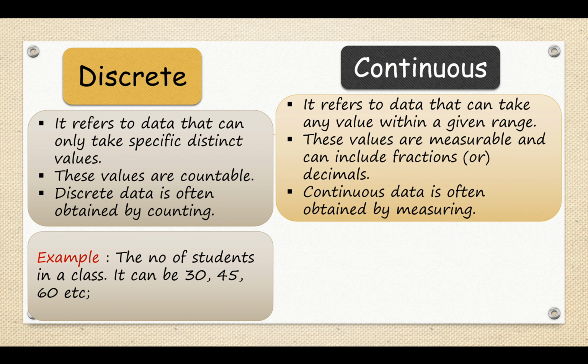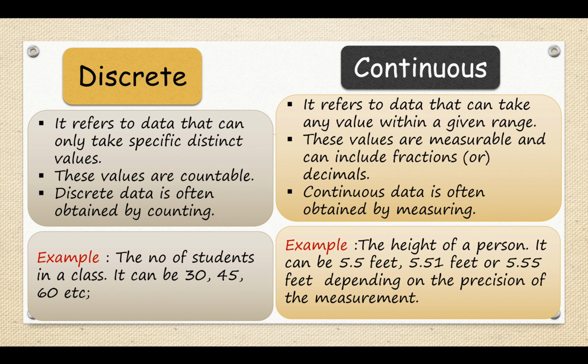Now let us continue with what is meant by continuous data. It refers to data that can take any value within a given range. These values are measurable and can include decimals or fractions. Continuous data is often obtained by measuring. An example of continuous data is the height of a person. It can take any value, 5.5 feet, 5.51 feet or 5.55 feet, depending on the precision of the measurement. With this, we understand what discrete and continuous data are.